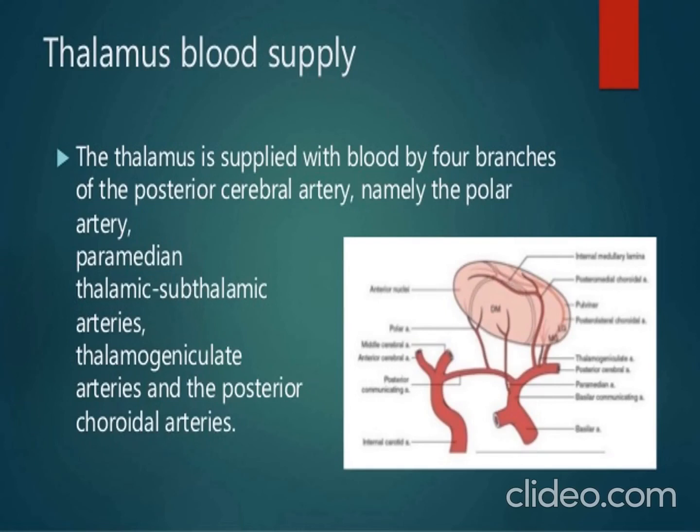Next, blood supply to the thalamus. The blood supply is mainly by the branches of the posterior cerebral artery. They are the paramedian thalamic, subthalamic arteries, thalamogeniculate artery and the posterior choroidal arteries.